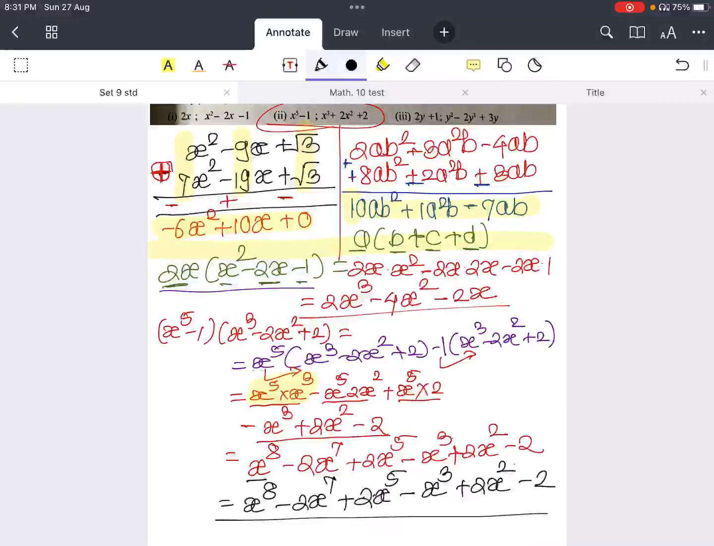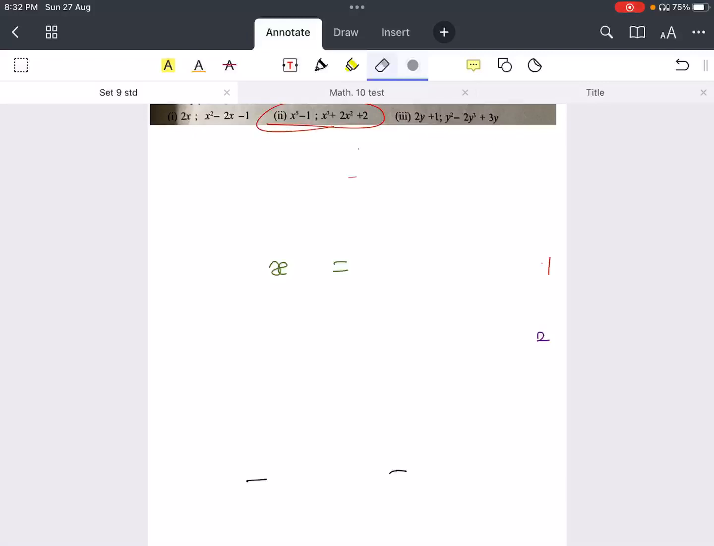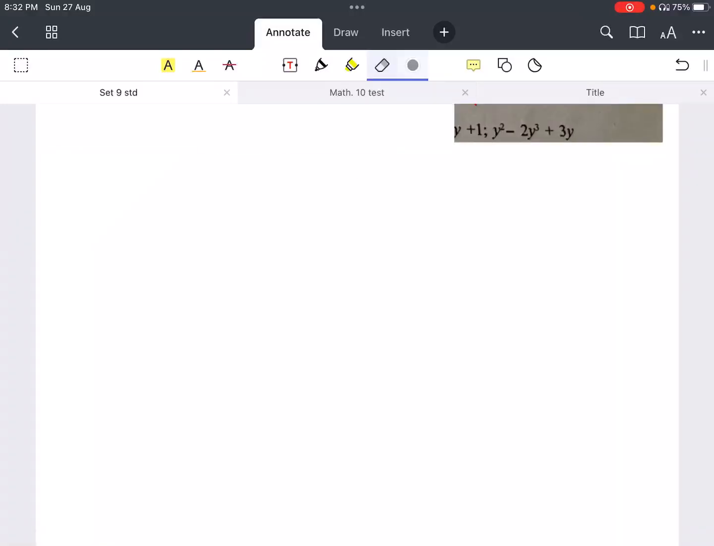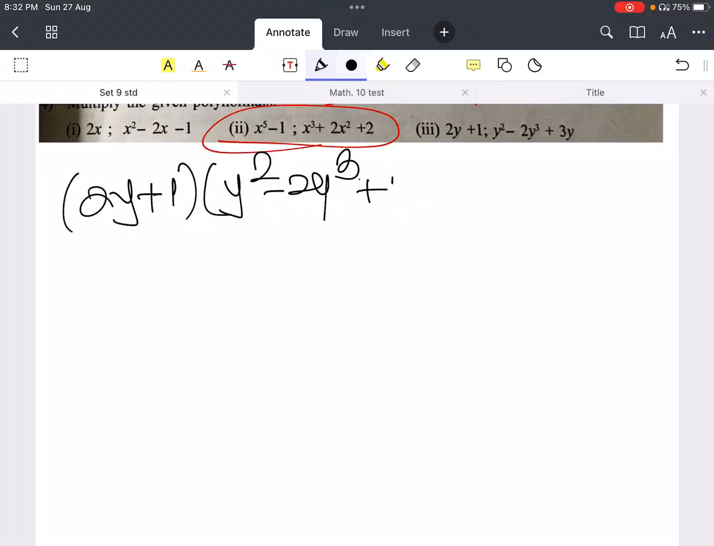So 2y plus 1, just we will erase all this stuff because we want space to write over here. Okay, so let's begin with the last question, and we will wind up over here. So 2y plus 1 into bracket y square minus 2y cube plus 3y.